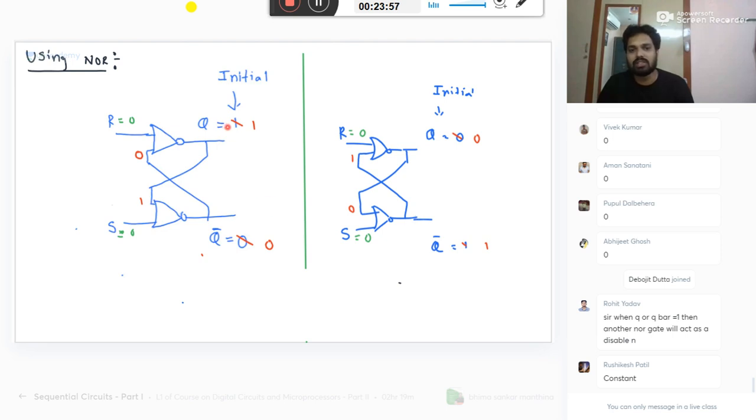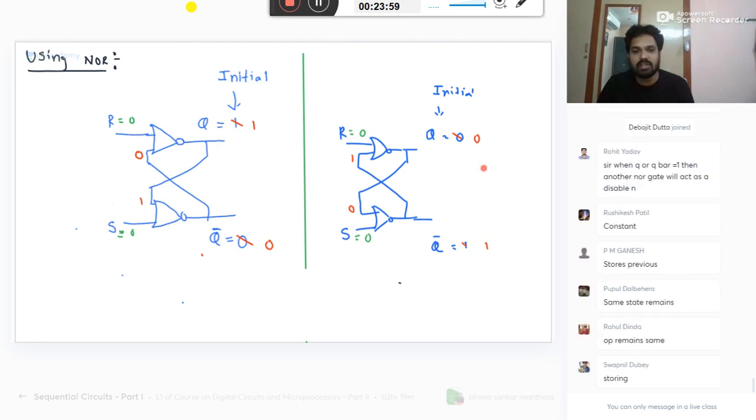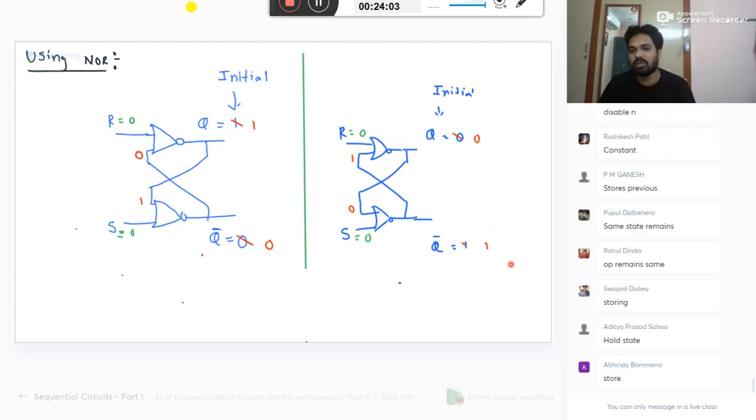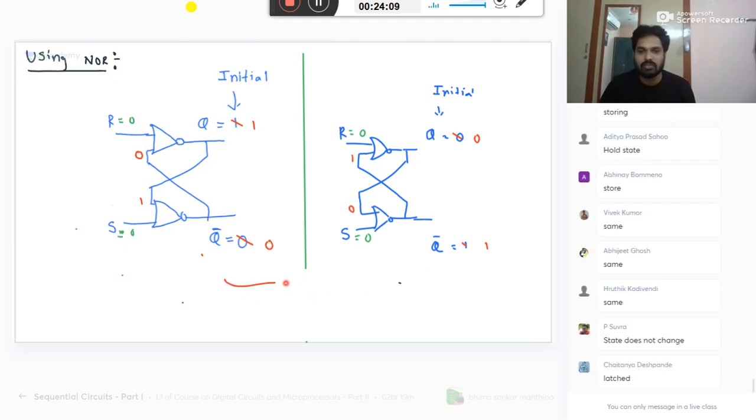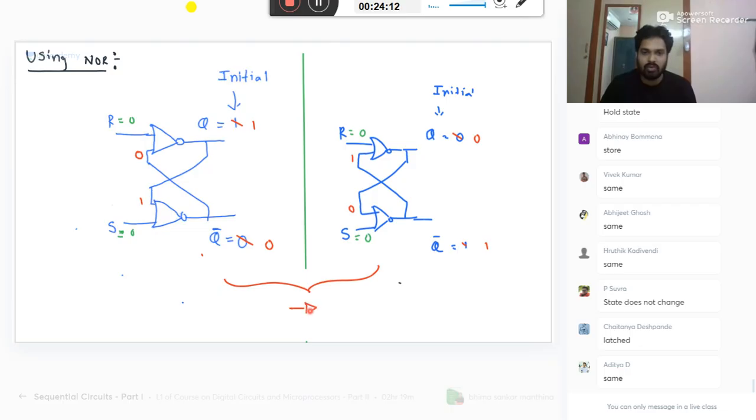In both the cases, what is the answer you are getting? It is already 1, 0, you are getting 1, 0. Already 0, 1, you are getting 0, 1. What does it mean? It is called output same as input, the case which is same as two inverters connected back to back.